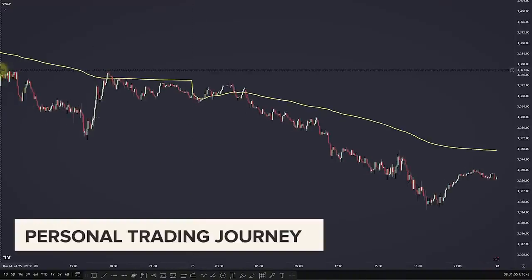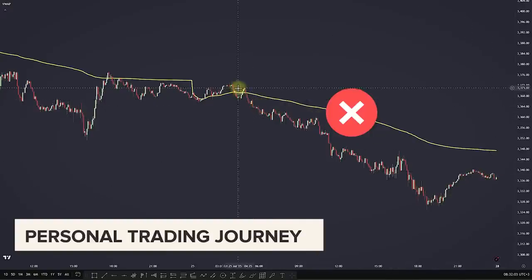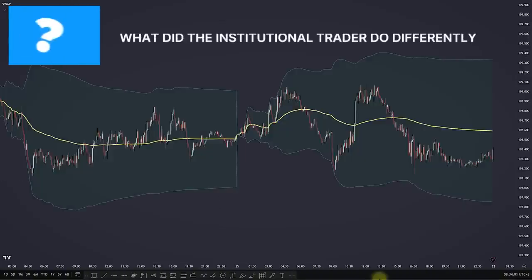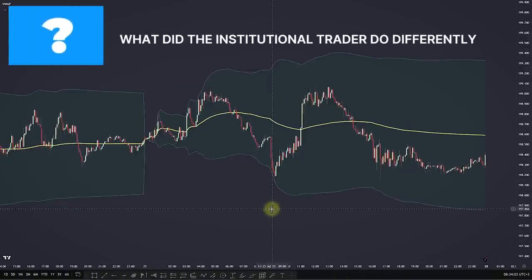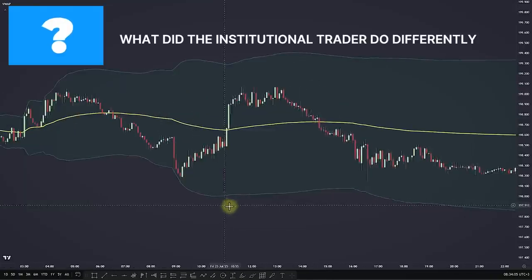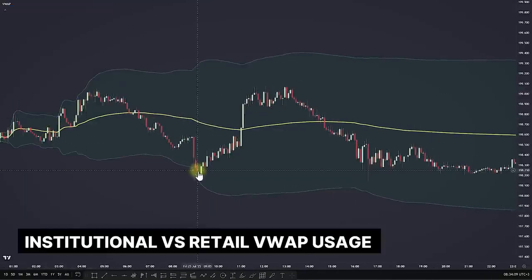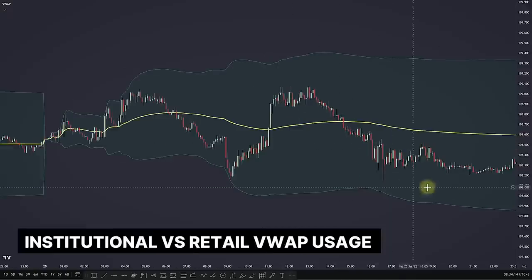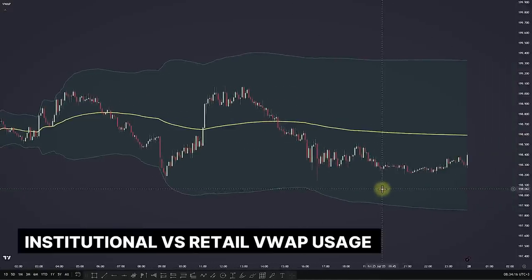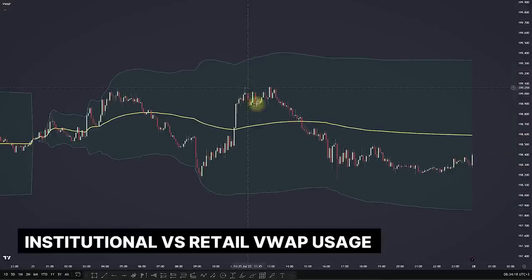I used to think VWAP was just another moving average, maybe a fancier one, but still just a line on my chart that price would bounce off sometimes. Then I watched a former institutional trader execute a massive position and everything clicked. The way he used VWAP wasn't anything like what retail traders do. It was like watching someone play chess while everyone else was playing checkers.